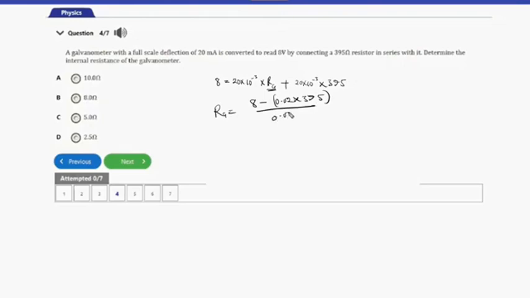So guys, that will give us 0.02 Rg is equal to 0.1. So in that case, Rg alone will be 0.1 over 0.02, and that's 5 ohms here, guys. So option C is the answer to this question. Let's go ahead and consider the next question, guys.